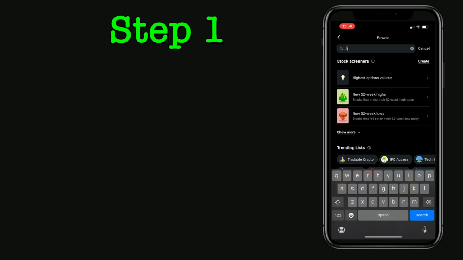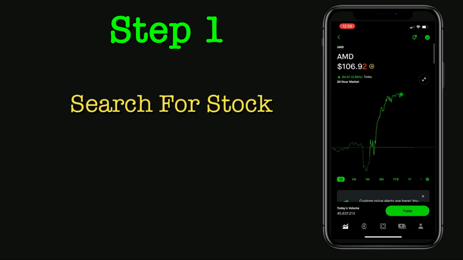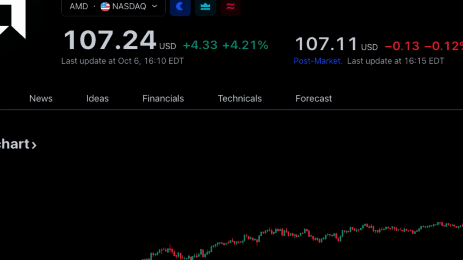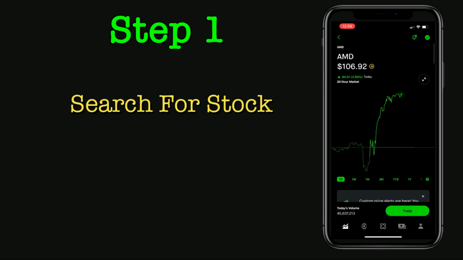Okay, so the first step is you go to the stock, search for the stock that you want to do this strategy on. I tend to do it on AMD mostly because that's the stock I have been following for a very long time. So I know the strong resistance or the upside and downside. So I'm pretty much familiar with this, but you can use any other stock for this.